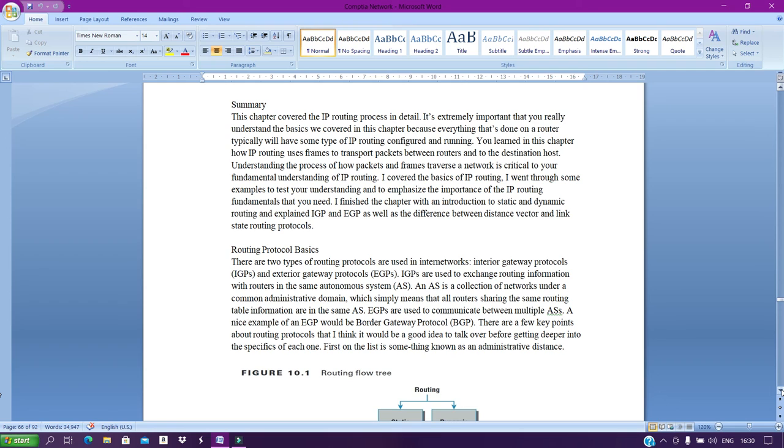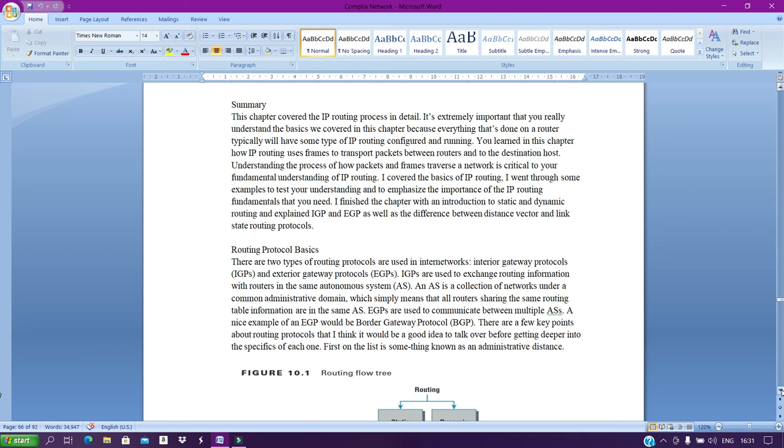Summary. This chapter covered the IP routing process in detail. It's extremely important that you really understand the basics we've covered in this chapter because everything that's done on a router typically will have some type of IP routing configured and running. You learned in this chapter how IP routing uses frames to transport packets between routers and to the destination host. Understanding the process of how packets and frames traverse a network is critical to your fundamental understanding of IP routing.